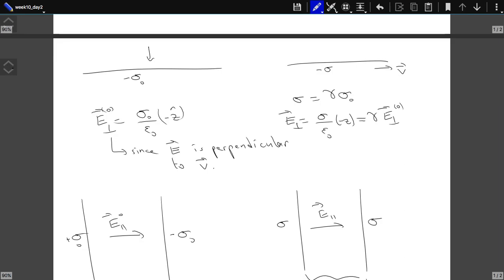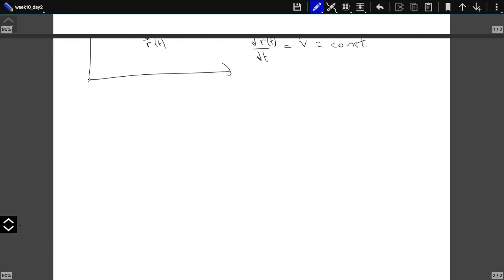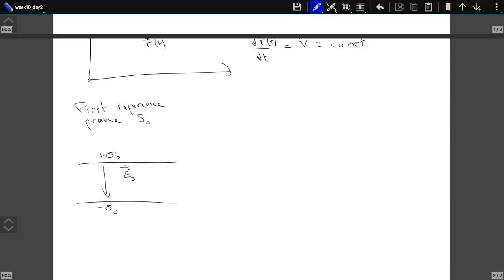Now we will be considering a third reference frame. First, the first reference frame, which we call S0. I have these two parallel plates, with charges plus sigma 0 and minus sigma 0. I have an electric field E0 and the magnetic field B0, which is 0.